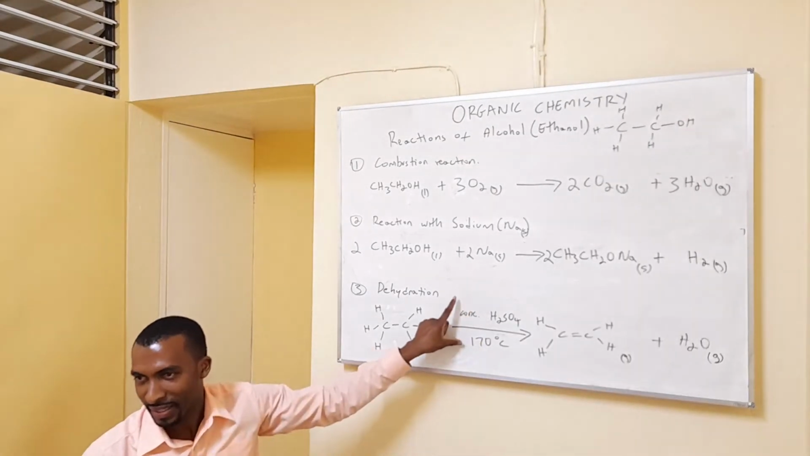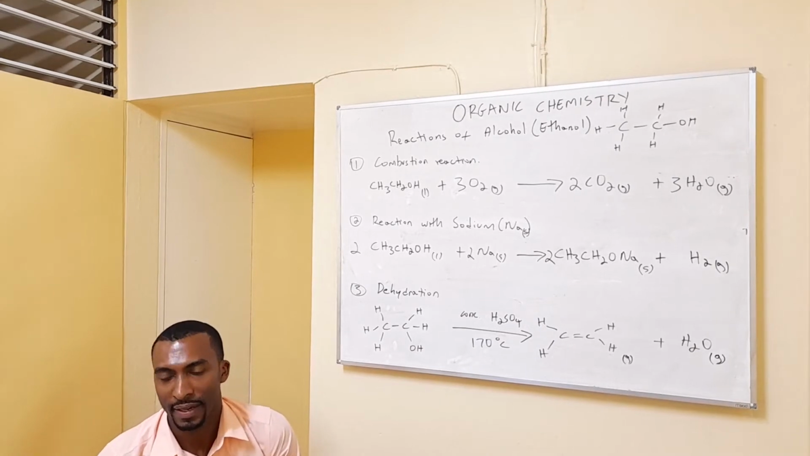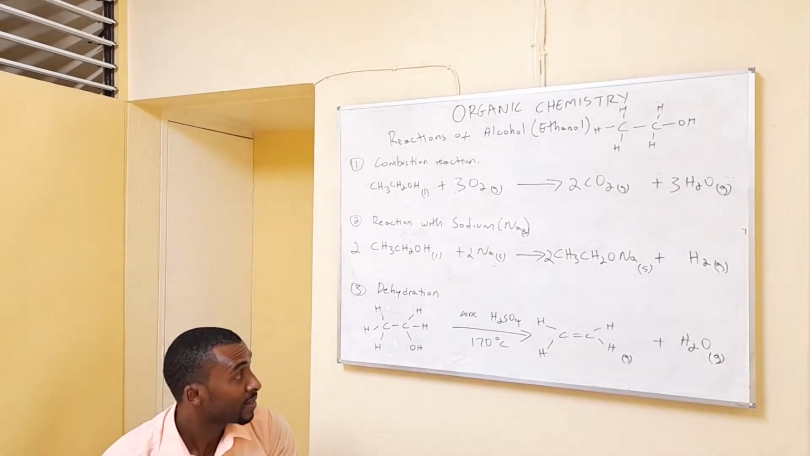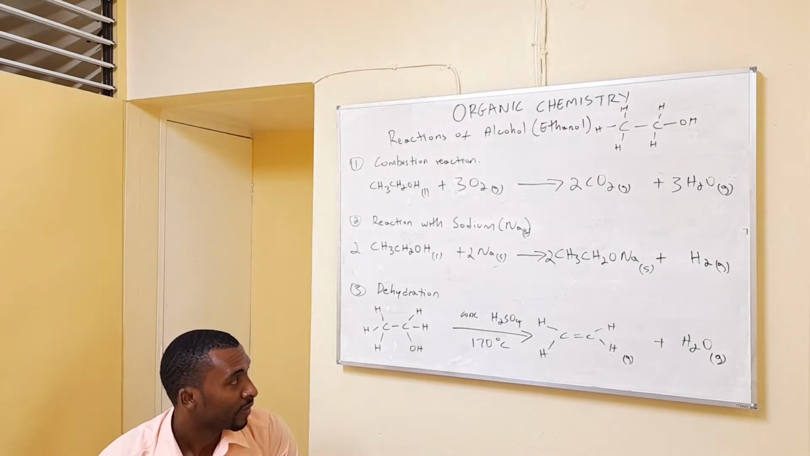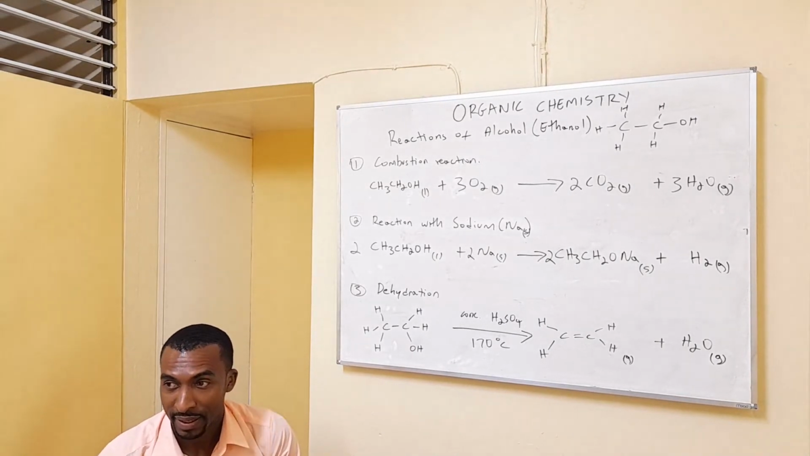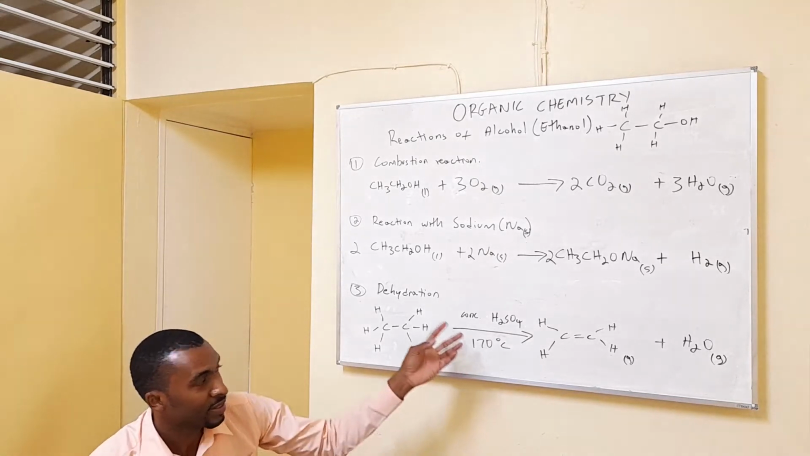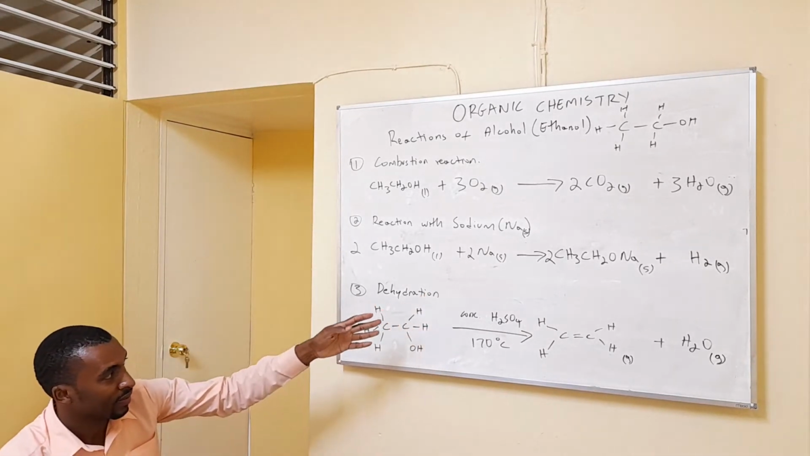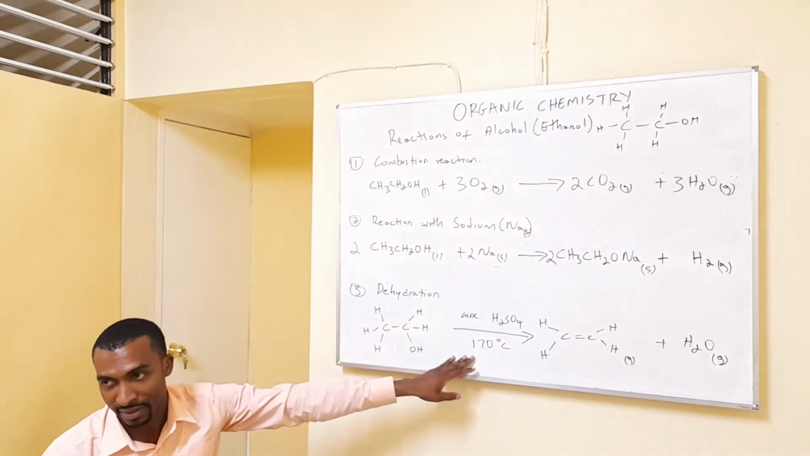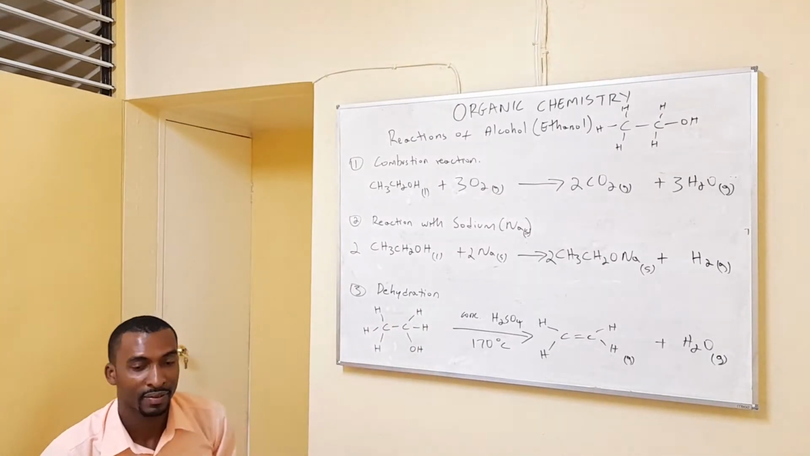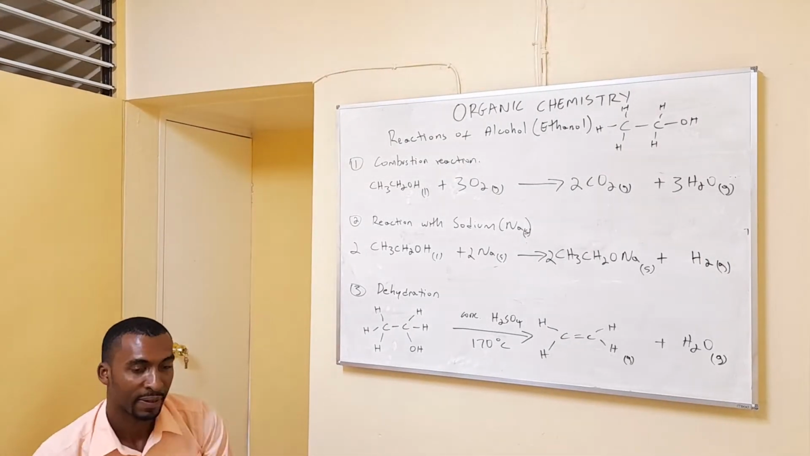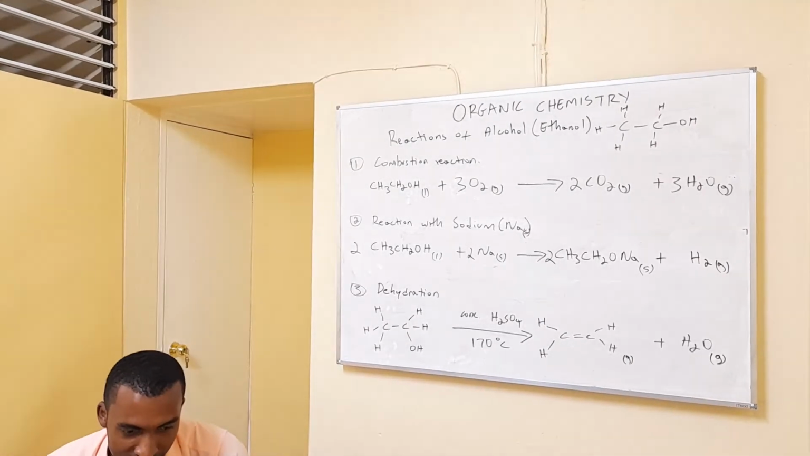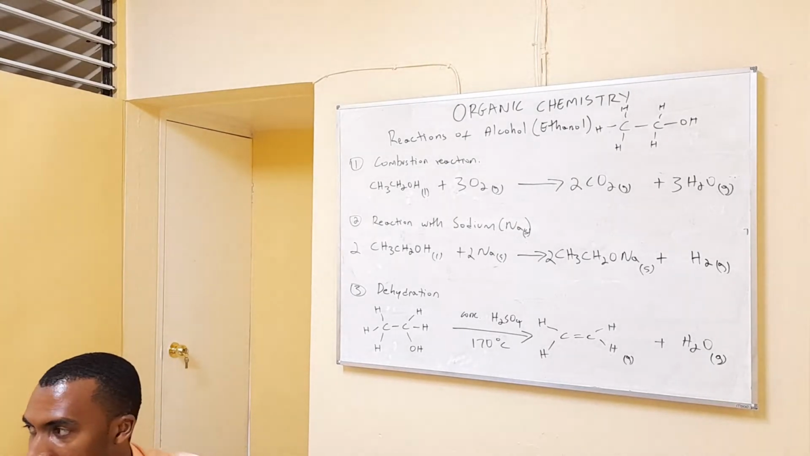Again, conditions you have to memorize. As you can see, for the hydration you had a catalyst, high pressure, high temperature. In this case, it's concentrated sulfuric acid and the temperature is not so high for the reverse reaction. Alright, so if you take this from the board, we move on to the fourth reaction.